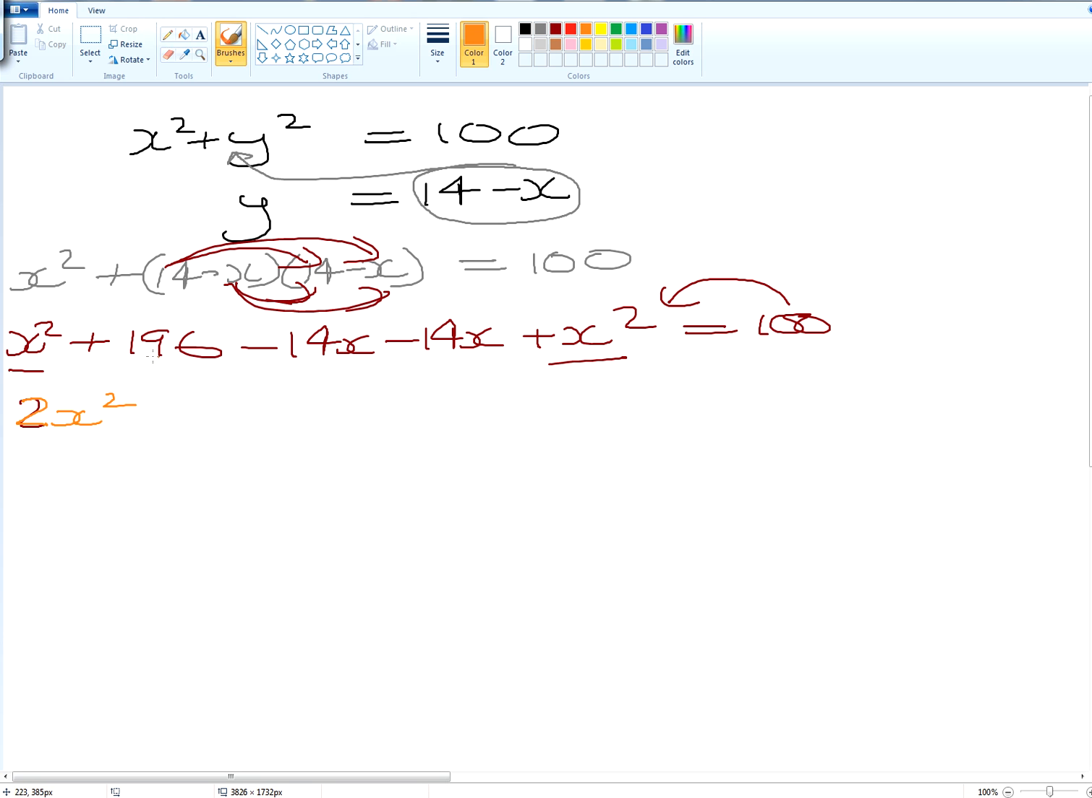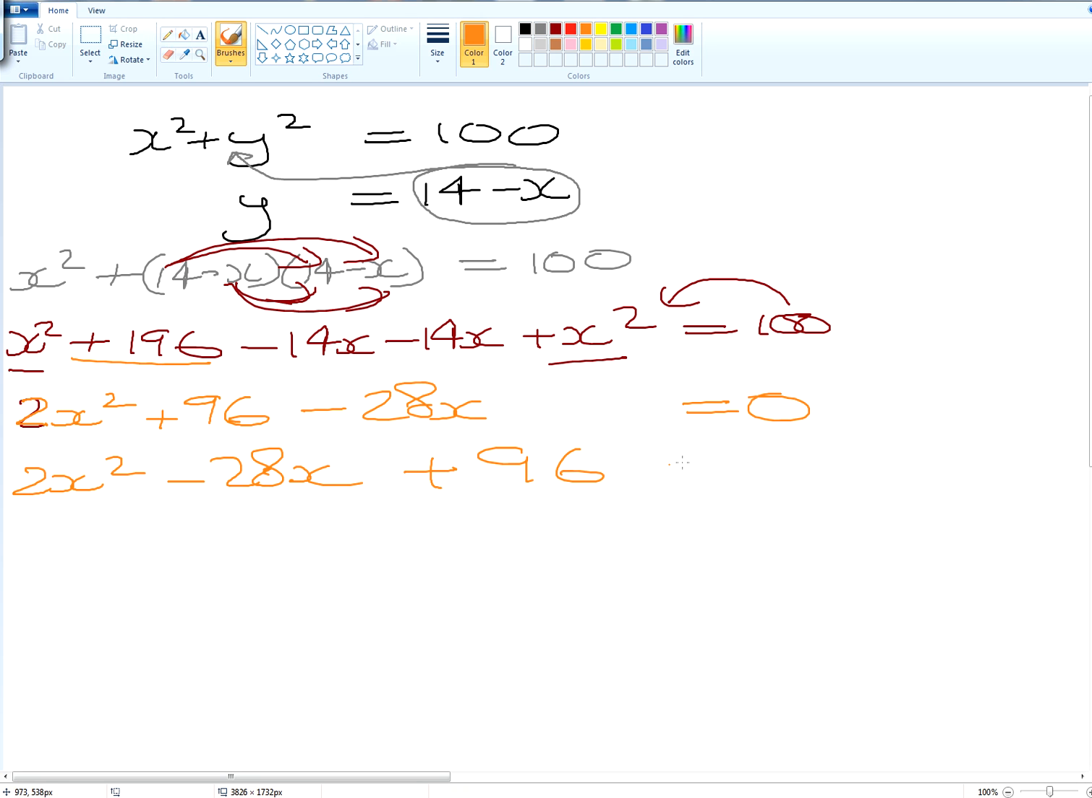Now we have 196 here, and the 100 comes over because minus, and it becomes 96. Minus 14x plus minus 14x becomes minus 28x. Are we happy with that so far? Yes. Now we're going to quickly rearrange it by putting the x term in the middle. That's what we normally have in a quadratic equation. It doesn't matter mathematically, but we like to make it look correct.